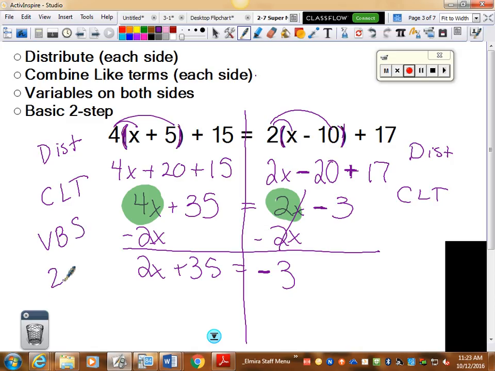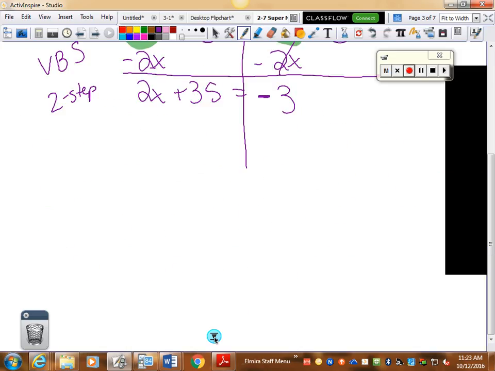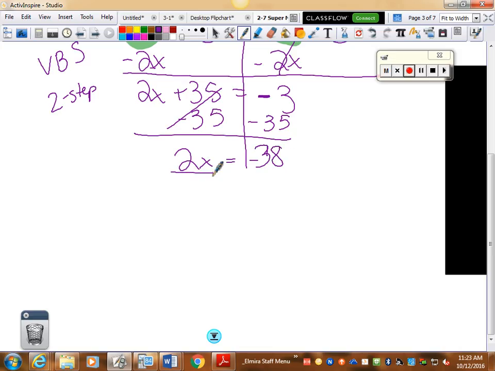Now I'm going to do a two-step. Subtract 35. 2x equals negative 38. My brain was starting to go to the answer too fast. Negative 38 divided by 2 would be negative 19.